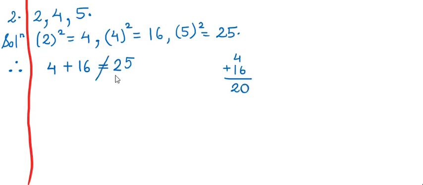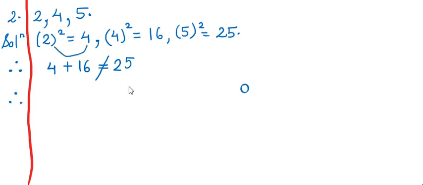Did you understand what I did here? Yes. Why have I done like this? 4 plus 16 is not equal to 25. 4 plus 16 is 20. Yes or no? So I have done like that. Now see, 4 is what? 4 is nothing but what? 2 square.